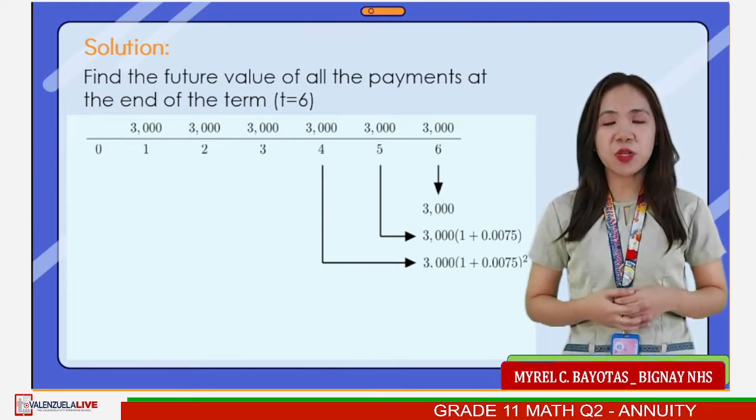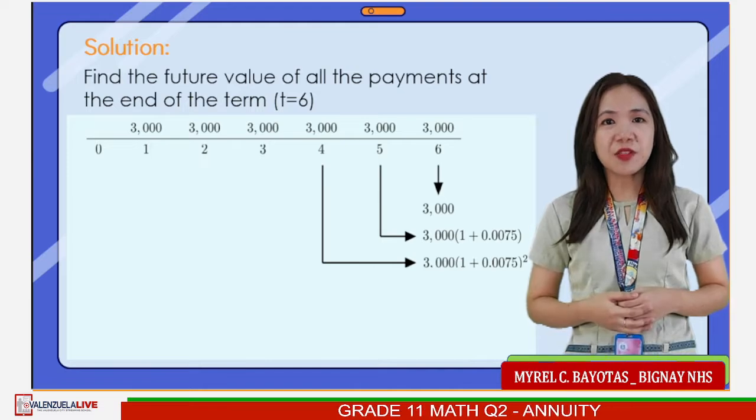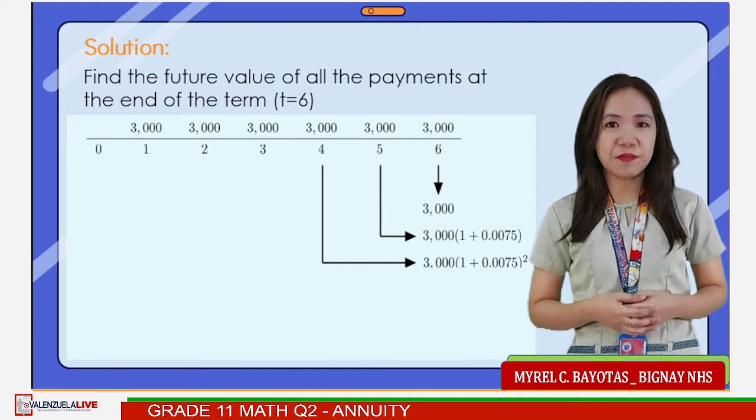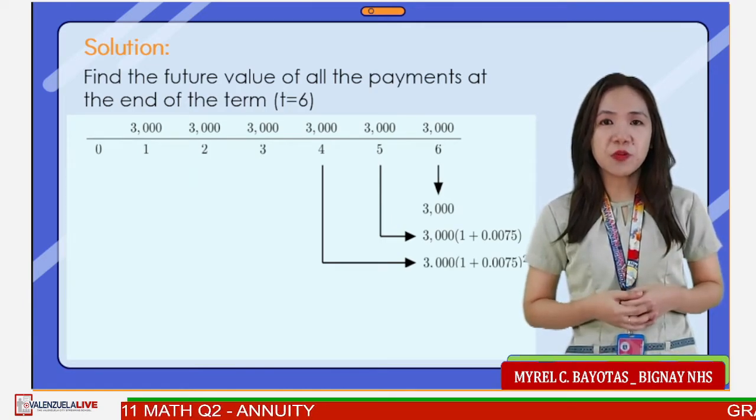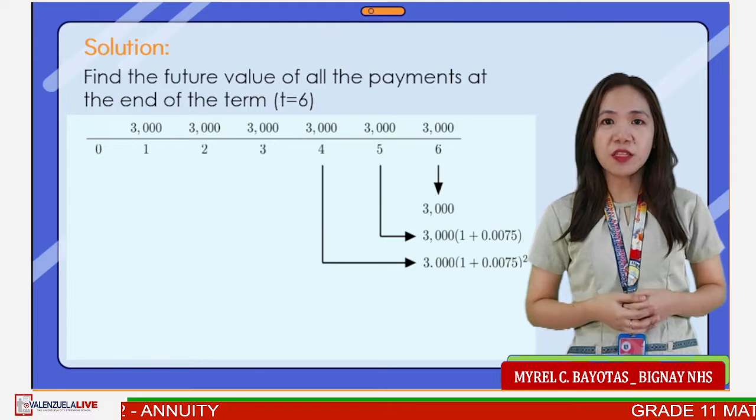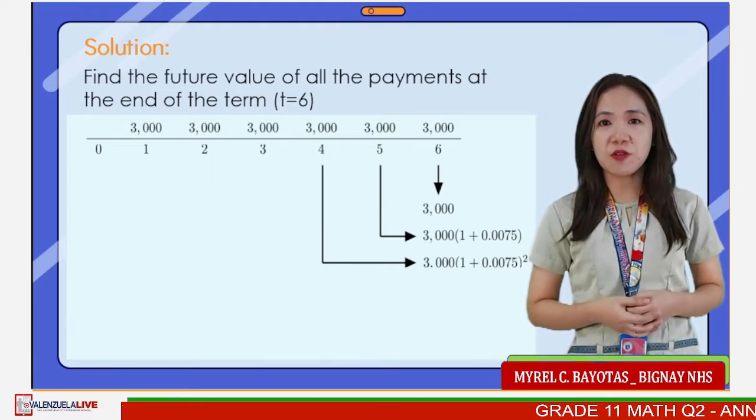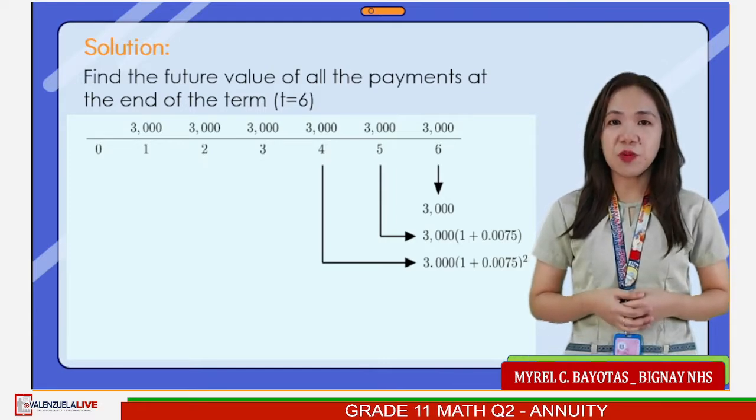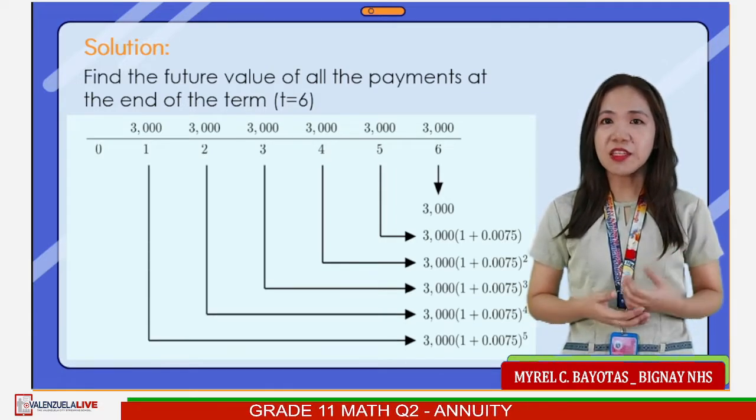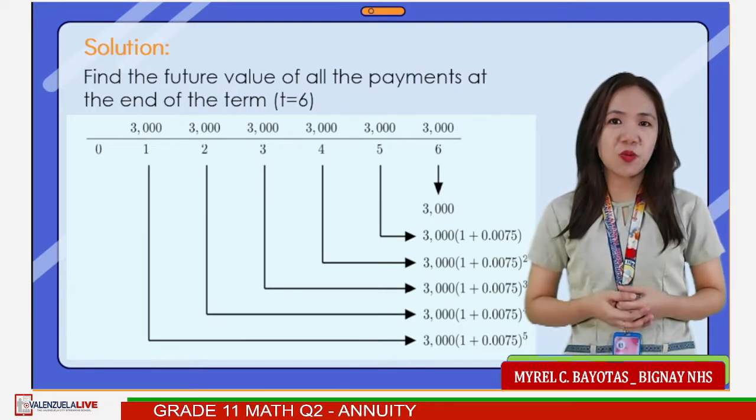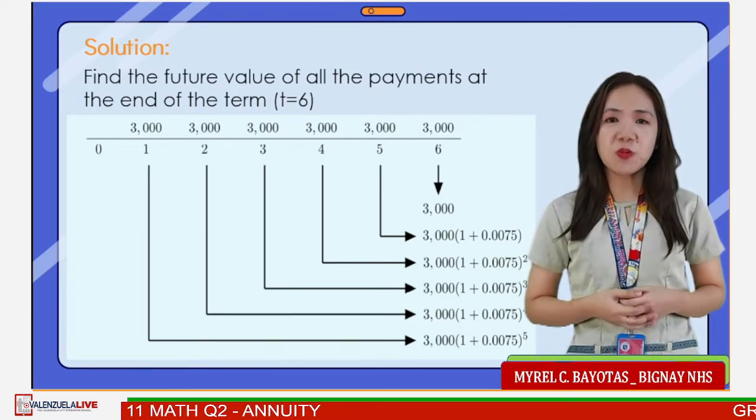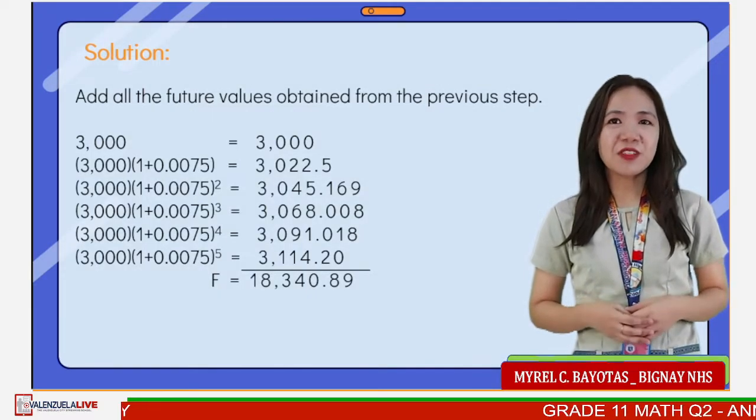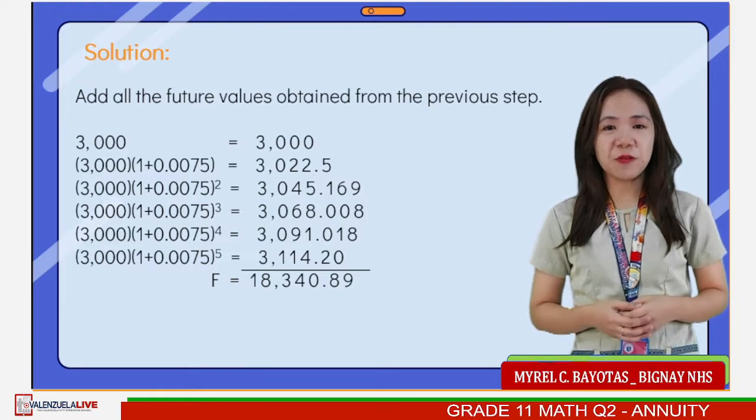Recall that this formula was discussed in compound interest, and 0.0075 is the value of J based on the given. After that, put 3,000 pesos times the quantity of 1 plus 0.0075 squared. Again, that is because we follow the rule of compound interest. Looking at the illustration, notice that the exponent increases up to 5, which is placed at 1, or the first month. Step 3. Add all the future values obtained from the previous step.